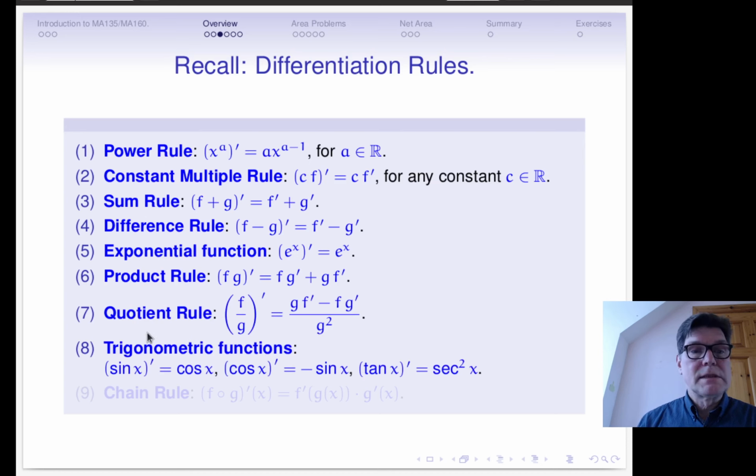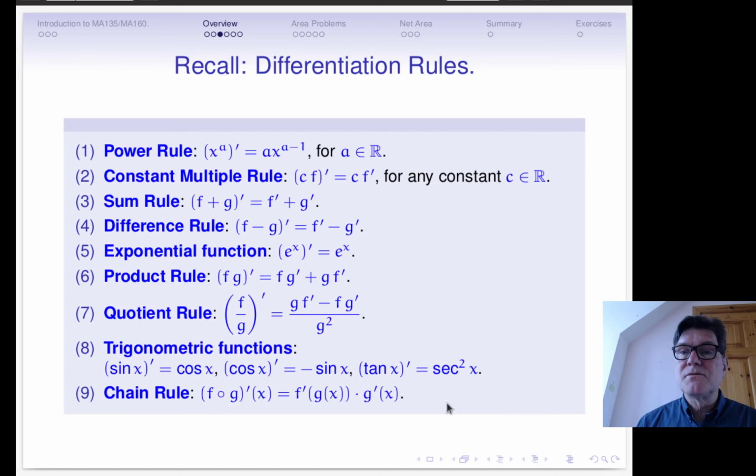Then there are derivatives of trigonometric functions, which often are trigonometric functions themselves, like the derivative of the sine function is the cosine. The derivative of the cosine in turn is minus the sine function, and so on. And the last but not least on this list, my favorite, the chain rule, describes the derivative of the composite of two functions, f composed with g, as the product of the derivative of f with the derivative of g.